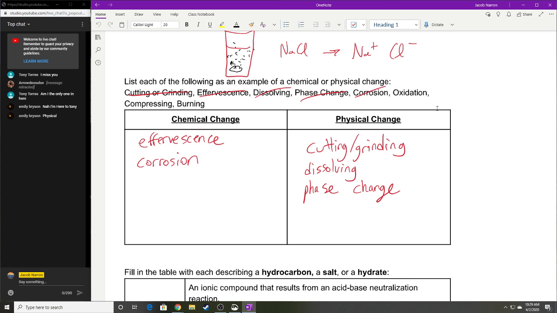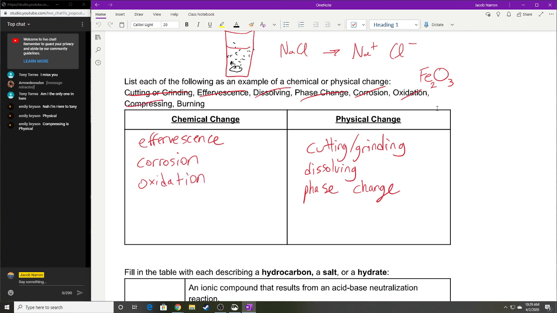All right, so we have corrosion, oxidation. It's another name for rust. The rust that most people think of is really just iron oxide, or iron 3 oxide, whatever. But that's still just combining with oxygen. That's making rust, but it's still a chemical change. So put that over here.